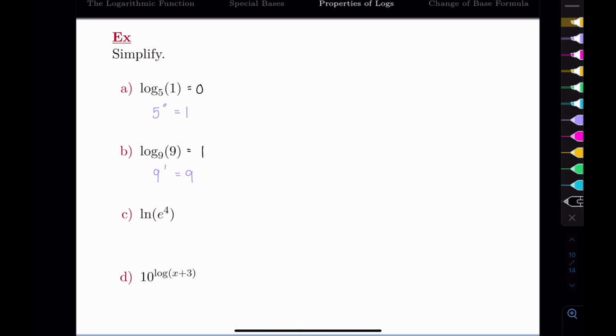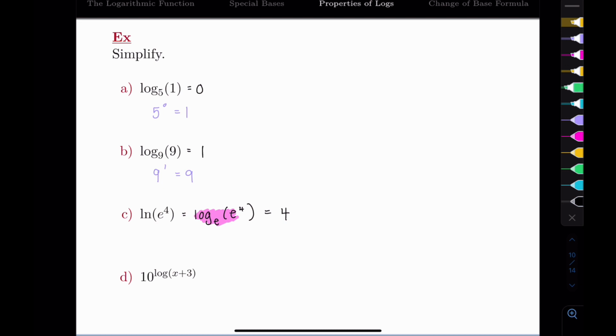For this next one, we have ln of e to the 4th. And remember, ln just means log base e of e to the 4th. So in the same kind of manner, we've got the same base on both of these. They're going to cancel each other out, and it gives us 4. Okay.